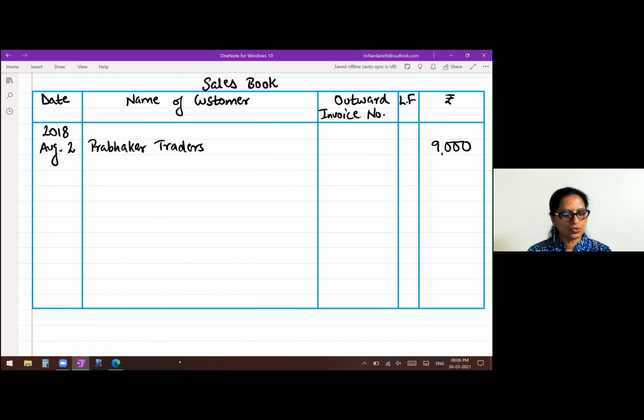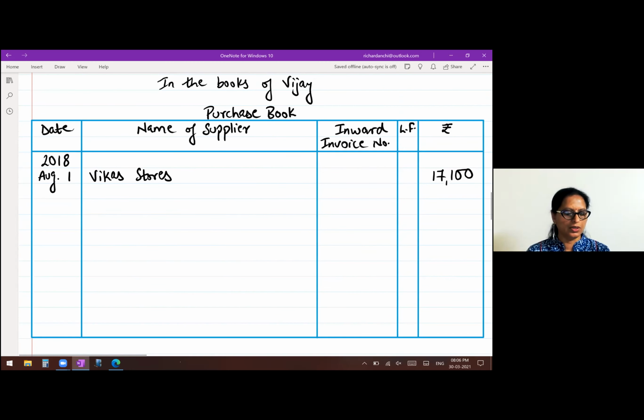Fifth, Veena sold goods of rupees 16,000 to us at 5% trade discount as per our order dated 28 July 2018. So last month the order was placed. Now see the sentence, Veena sold goods to us. That means we are purchasing. So it will come in the purchase book. Date is 5th. Name of the supplier, Veena. It is 16,000 at 5% trade discount. So 5% of 16,000 is 800. Deduct and you get the amount 15,200.